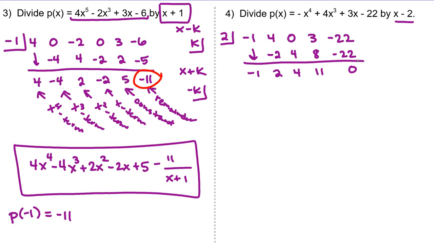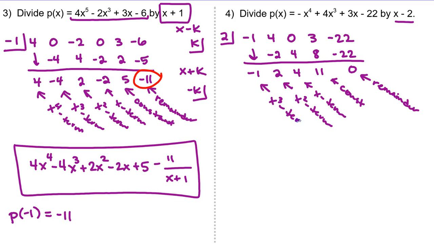So we just found out that our remainder is 0. That's significant because when your remainder is 0, it means something went in evenly. 11 is the constant. 4 is the coefficient on the x term. 2 is the coefficient on the x squared term. And negative 1 is the coefficient on the x cubed term. So then to write out our answer, we would have the opposite of x cubed plus 2x squared plus 4x plus 11.